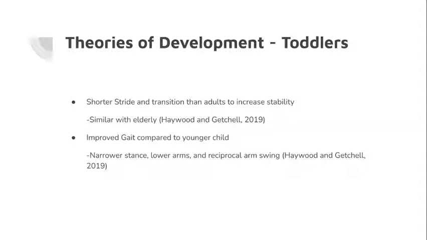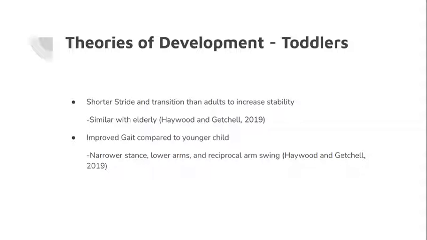There we go. So, theories of development for toddlers. They're going to have generally a shorter stride and transition compared to adults. So this is going to allow for a little more stability because they're not quite sure of themselves yet. They don't have everything developed well enough to have that narrow stance. And this is the same thing we actually see with elderly people. Because they're less sure of their stability, they have to take everything a lot slower, a lot shorter, right? The transition is going to be smaller so that they could stay on their feet.